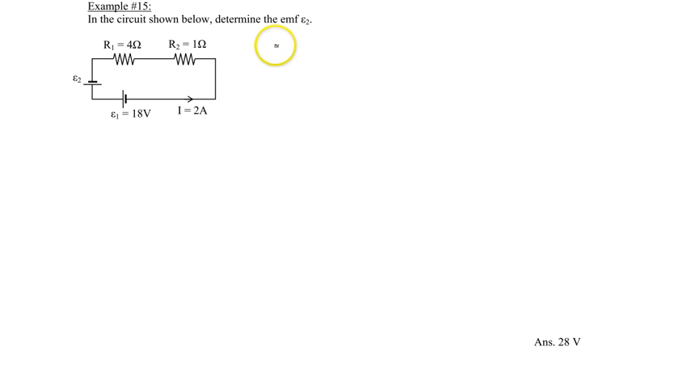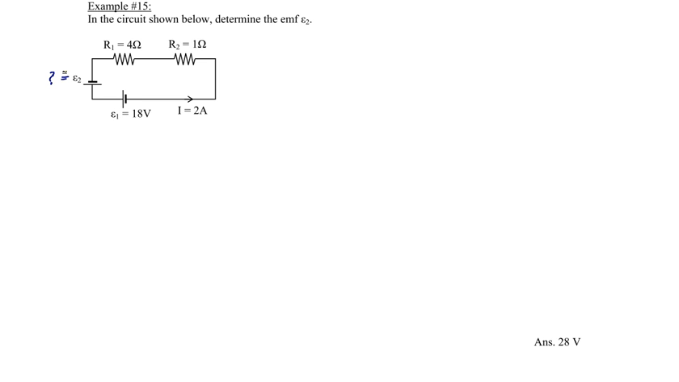Example 15. We have another Kirchhoff's rules problem. And once again, this is an example to practice your Kirchhoff's loop rule. So you have two resistors, R1 and R2, a current of 1 amp, and an EMF of 18 volts. And then there's this unknown EMF2, this battery here, that we don't know.